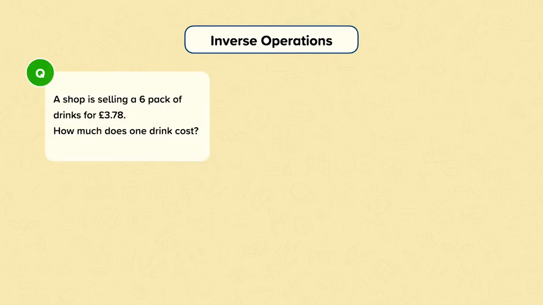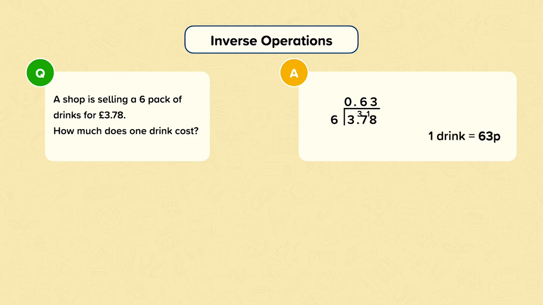Imagine you have this question in a test. You're told that 6 packs of drink cost £3.78 and asked how much one would cost. This question requires division, and your working may look like this. And this gives an answer of 63 pence.